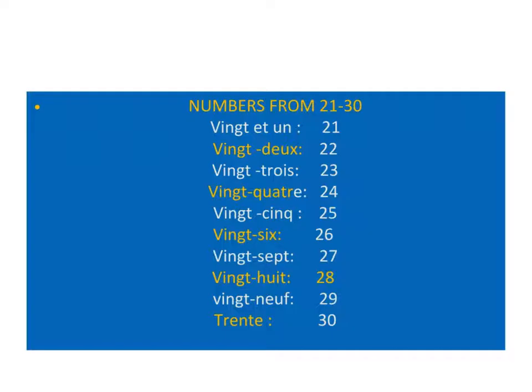So the next page is numbers from 21 to 30. 20 is vingt, and from 20 you'll be adding 1, 2, 3, 4, 5. But for the first one, which is 21, you have to add a "et". So 21 is vingt et un, 22, 23, 24, 25, 26, 27, 28, 29, 30. So 30 is trente.